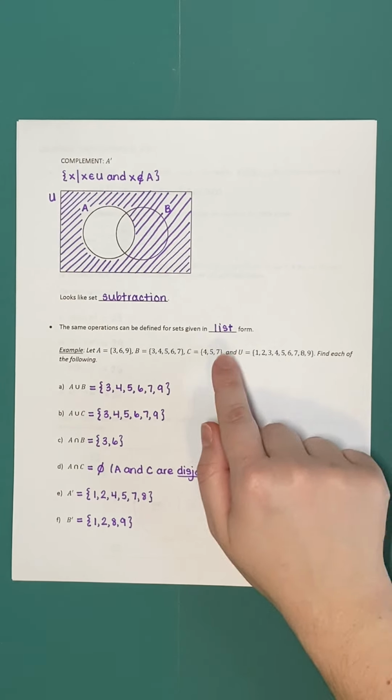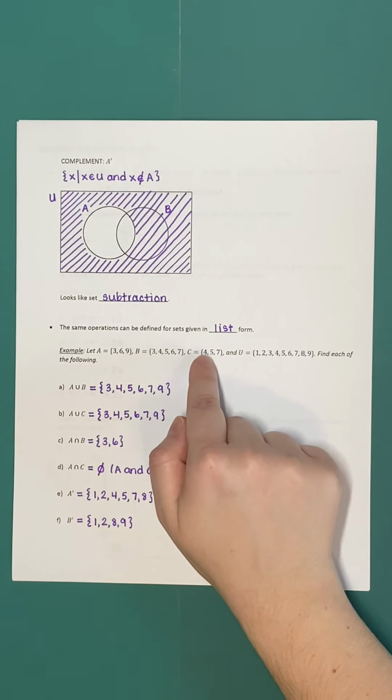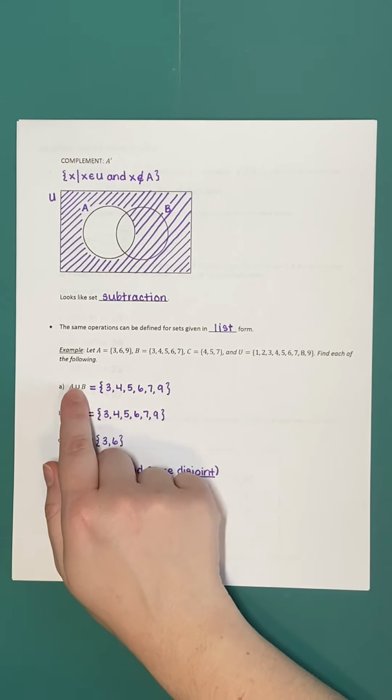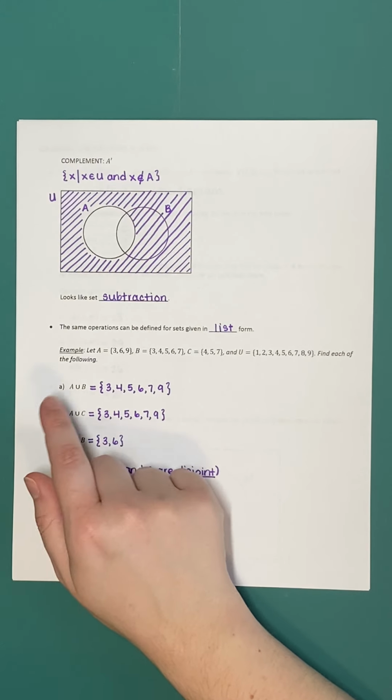So the universal set contains all of the elements under consideration that have been further grouped into smaller sets. So based on these definitions and based on what we now know about these set operations, what they mean, we want to find each of the following. So first, we want to find A union B.